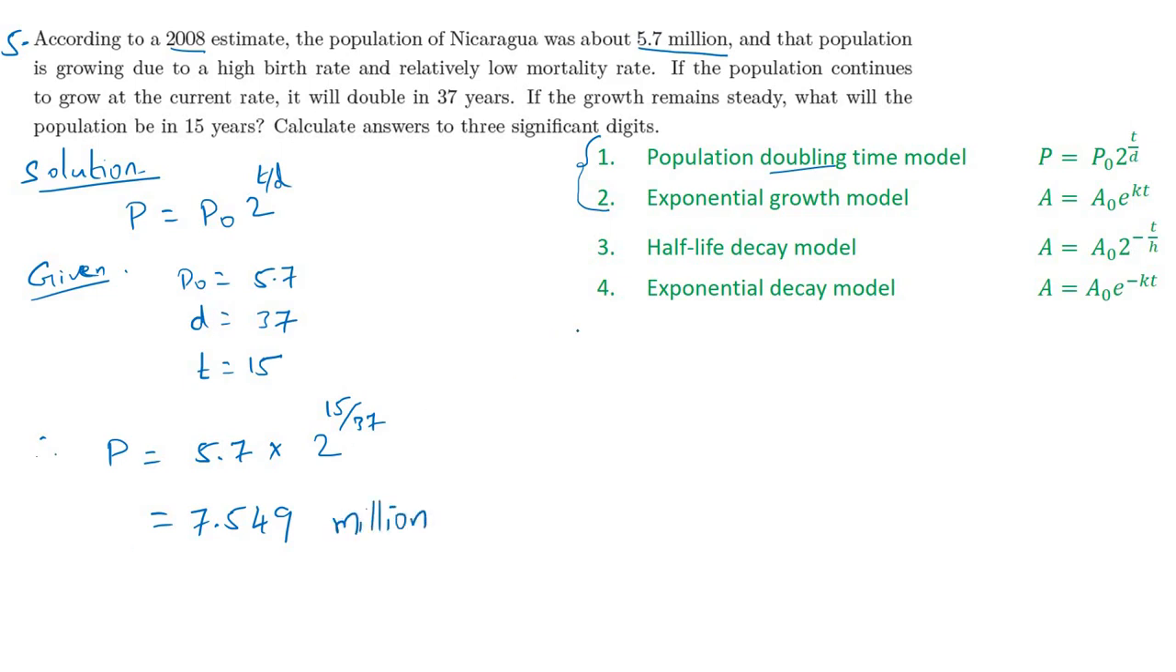Do you understand? In 2008, the population is 5.7. It will double in 37 years. 37 means what? 2008 plus 37.